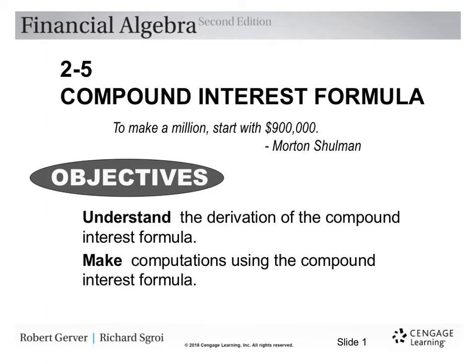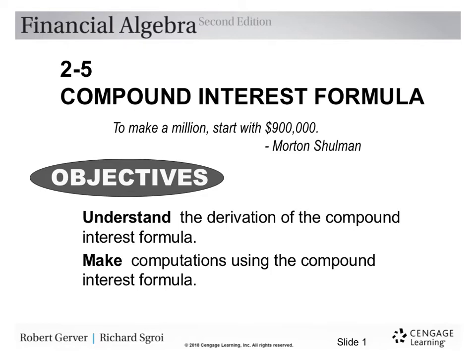This is 2-5, the compound interest formula. And our quote is, "To make a million, start with 900,000." So this basically shows how we can start with a certain principal and increase it. Our objectives will be to understand the derivation of the compound interest formula and to make computations using the compound interest formula.